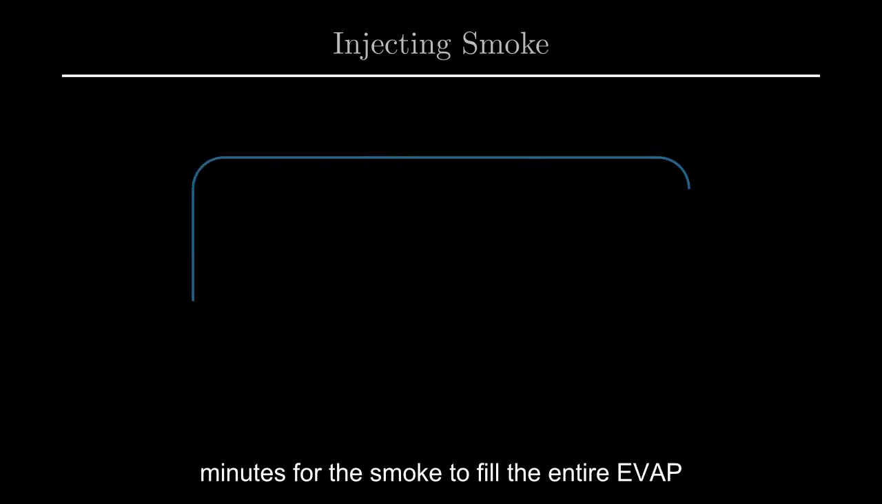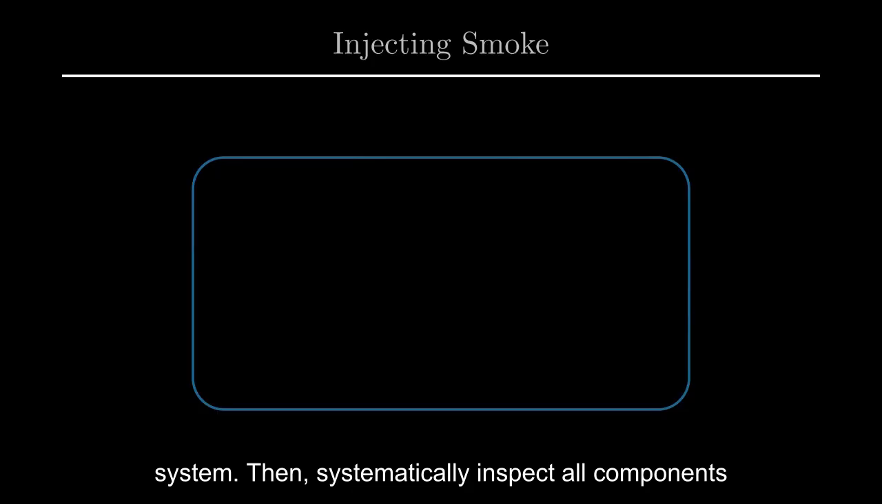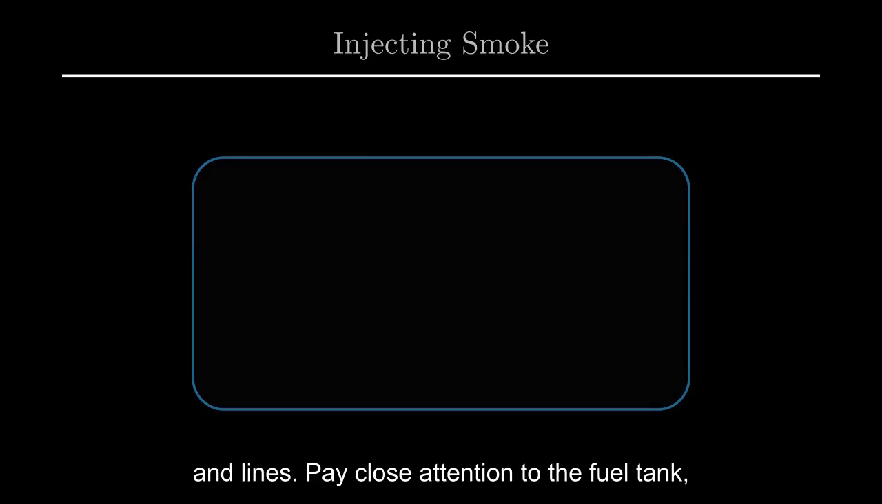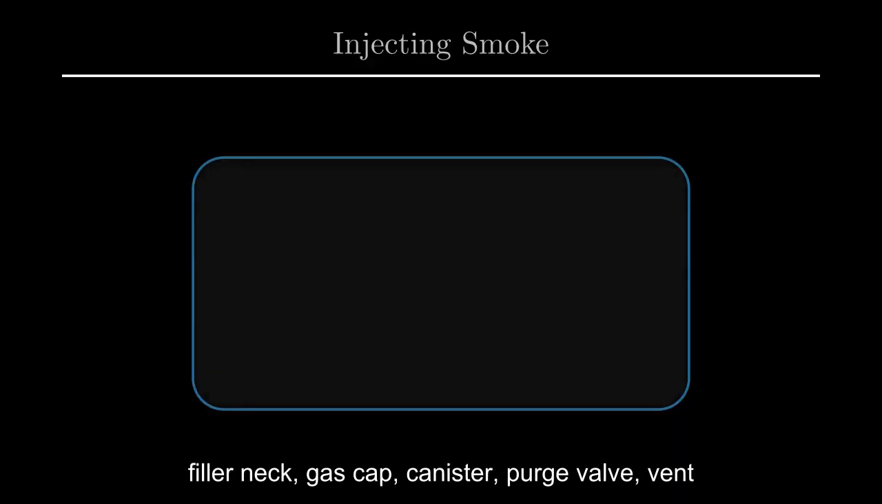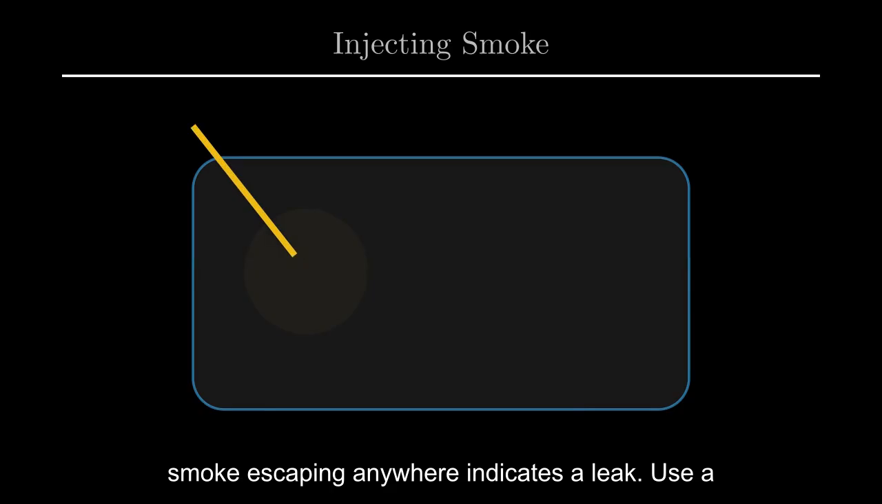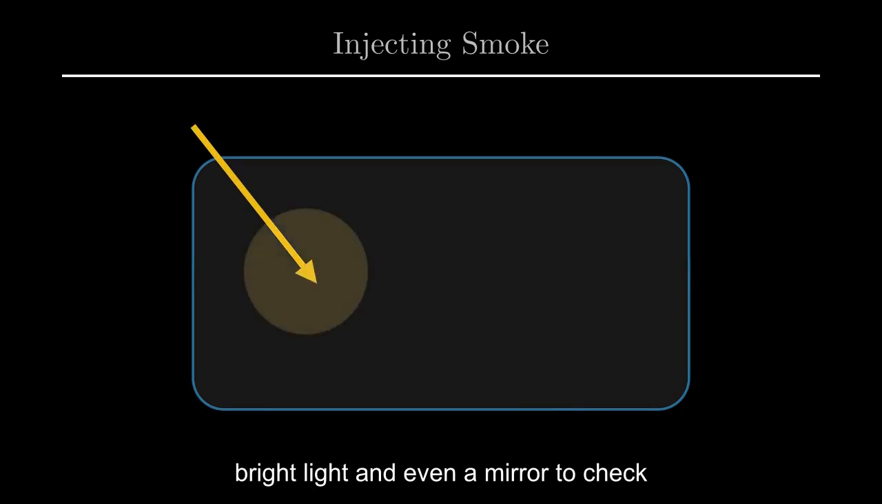With the smoke machine properly connected and the system sealed, activate the machine to begin injecting smoke. Allow several minutes for the smoke to fill the entire EVP system. Then, systematically inspect all components and lines. Pay close attention to the fuel tank, filler neck, gas cap, canister, purge valve, vent valve, and all the hoses. Even the smallest puff of smoke escaping anywhere indicates a leak. Use a bright light and even a mirror to check hard-to-reach areas.